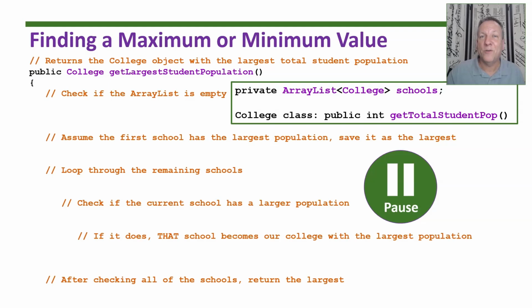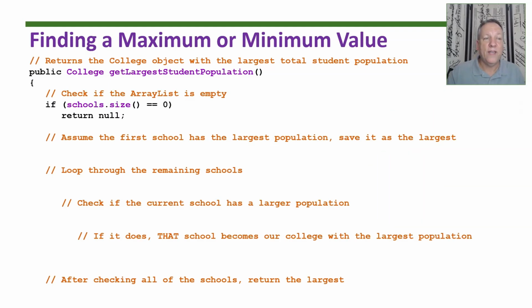Ready? All right, let's go over it together here. So first of all, I want to check if the array list is empty. If schools.size, remember, size is the method that tells us if there's anything in the array list, and we learned from some previous videos that it'll return 0 if the array list is empty. So if it's empty, well, then I'm just going to return null because there is no maximum or minimum college. Something to consider.